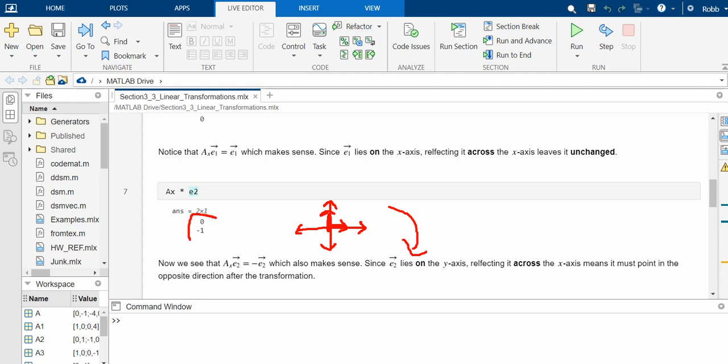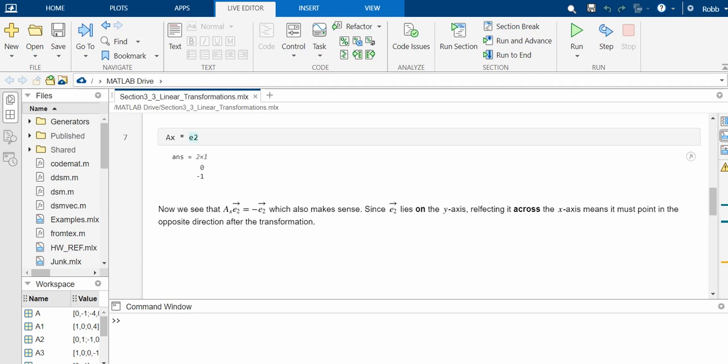Okay, well, what happens to it? Well, it gets transformed. Why? Because it gets reflected across the x-axis, right? So now it's pointing down. That's why we have the negative coordinate there. So since it lies on the y-axis, it has to point in the opposite direction. So notice that its y coordinate is now negative. Okay, so in fact, this thing gets flipped across the x-axis. And that's a poor drawing. Sorry that I'm not an artist.